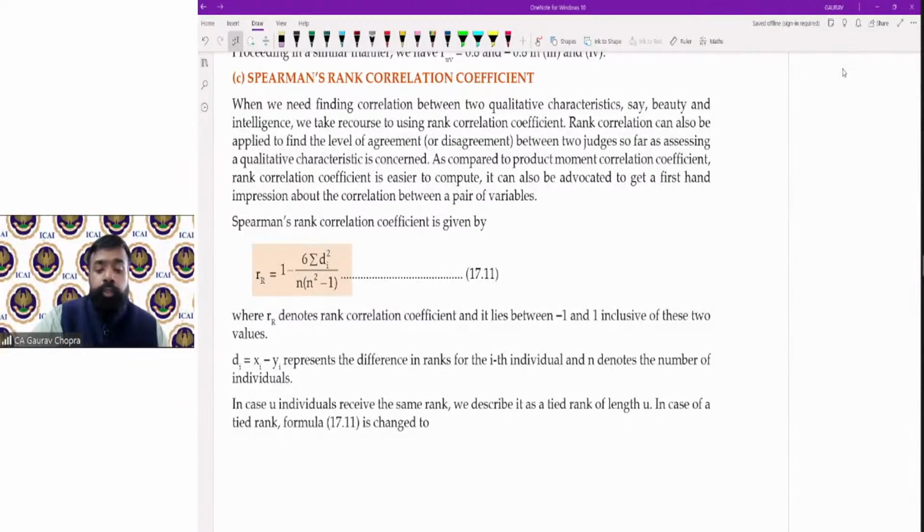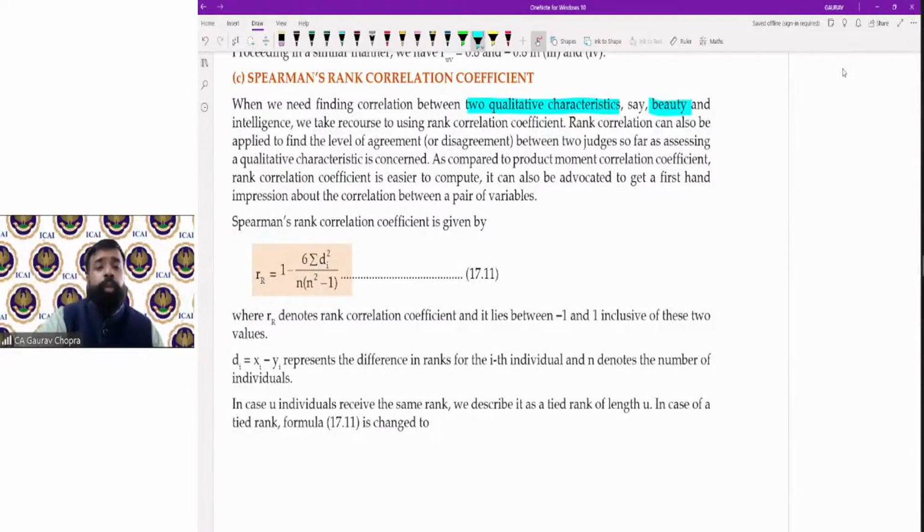Now ये method कब useful है? This also you have to learn because theoretical question comes on this topic also. So when we have to find out correlation between two qualitative characteristics, जहां पर क्वालिटी में हमें कोरिलेशन कैलकुलेट करना है, दो जजेस बैठे हैं, जजेस ने अपने अपने मार्क्स दिए हैं, तो उनके मार्क्स में कैसा कोरिलेशन है, अगर ये आपको फाइंड आउट करना है, देन स्पीयरमैन रैंक मेथड इज यूज्ड.